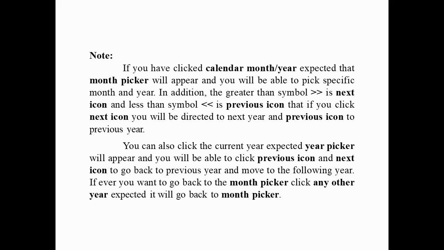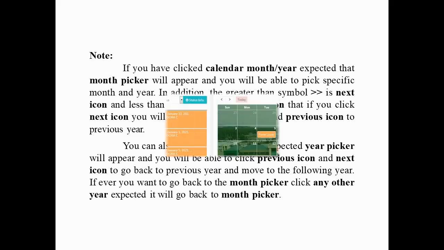You can also click the current year. Expected year picker will appear, and you will be able to click previous icon and next icon to go back to previous year and move to the following year. If ever you want to go back to the month picker, click any other year. Expected it will go back to month picker.